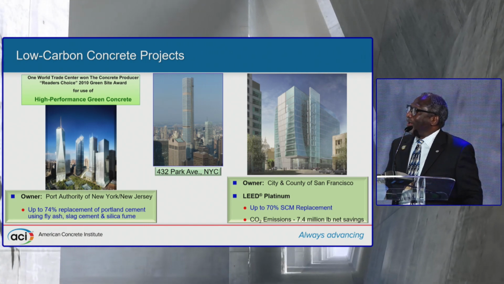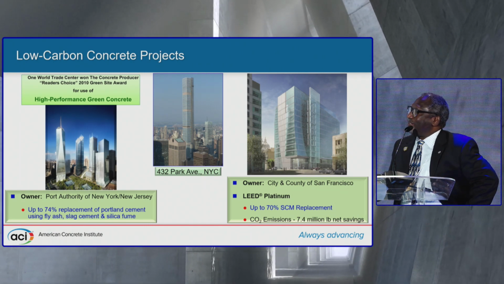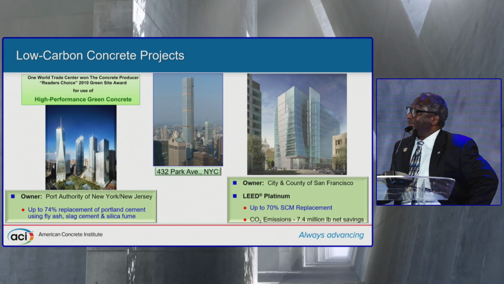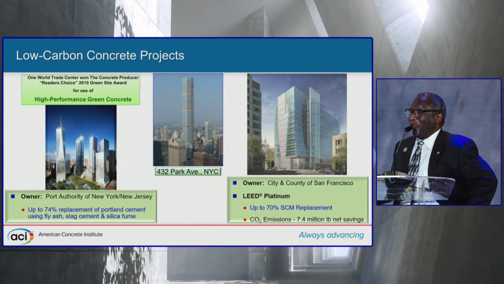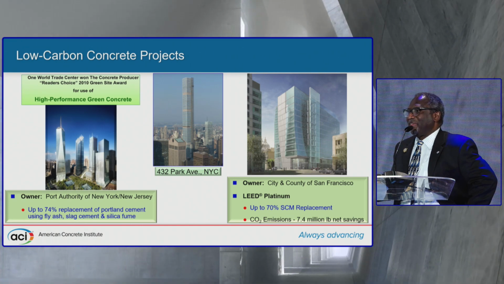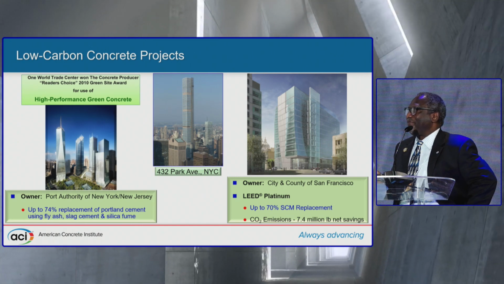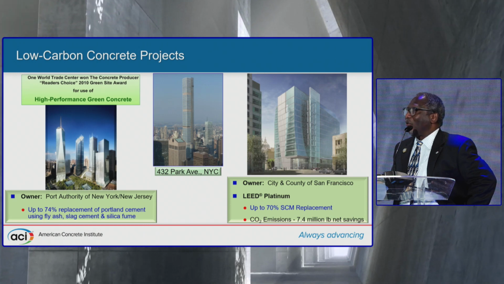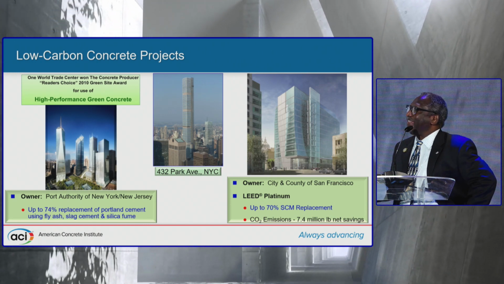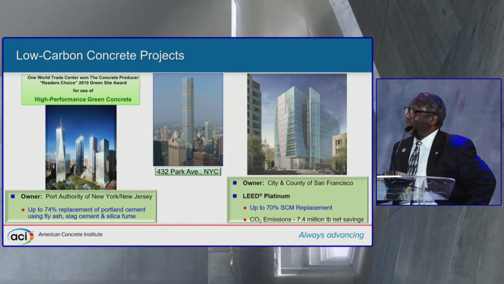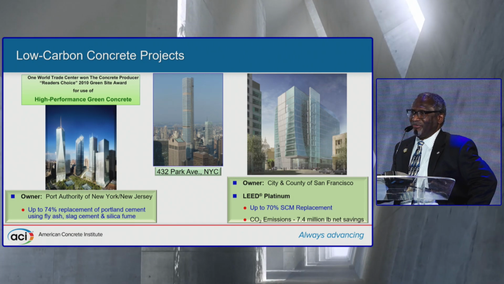Essentially, the difference, however, was these concretes were proportioned and adjusted with chemical admixtures, so they had very little impact on the operations of the contractor. But this is using existing technologies, fly ash, slag cement, and silica fume.